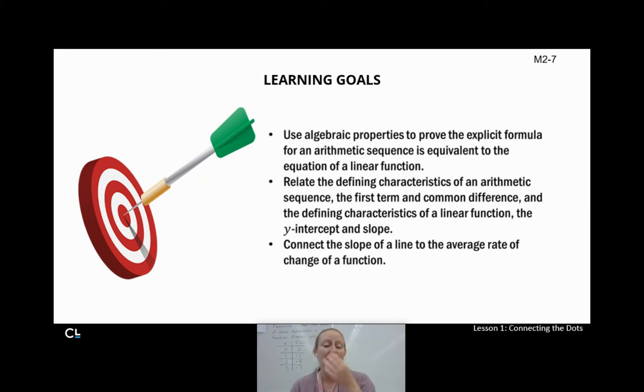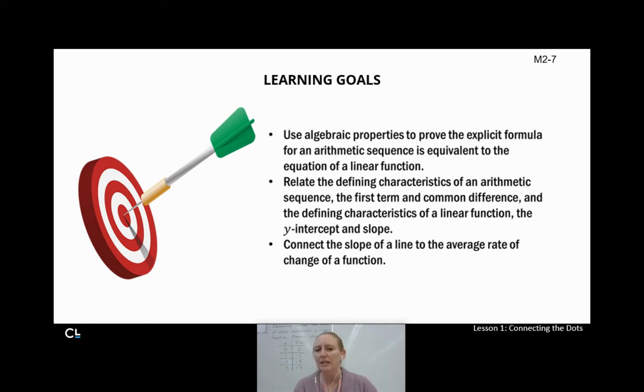So we've already used algebraic properties to prove the explicit formula for an arithmetic sequence is the same as the equation for a linear function. We've already looked at defining the characteristics of an arithmetic sequence, that first term and the common difference, and how they're related to the defining characteristics of a linear function, the y-intercept and the slope, although we're going to be playing with that more today. And we're also going to be starting to dig in on connecting the slope of a line to the average rate of change of a function. That's what we're going to start digging into a bit more today.